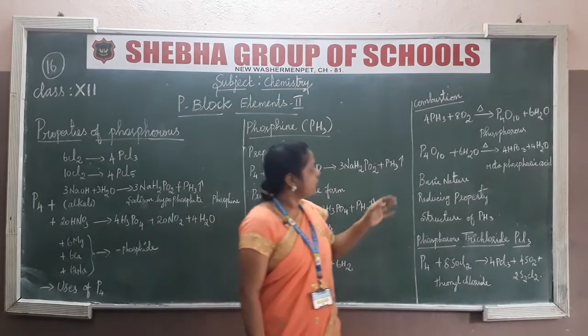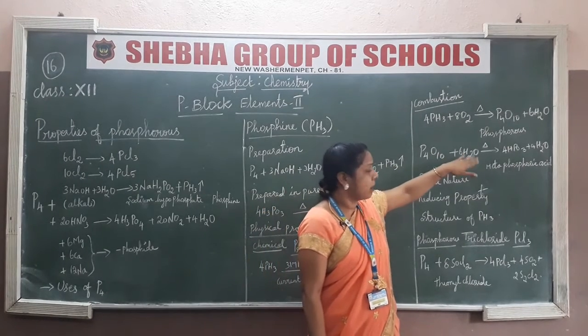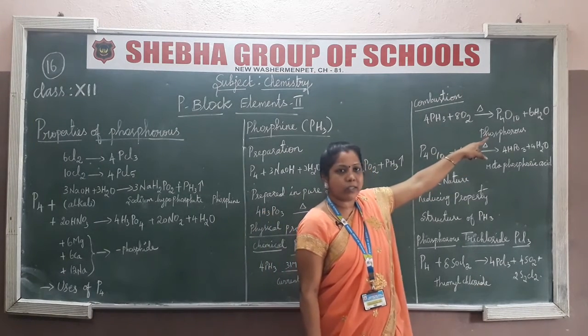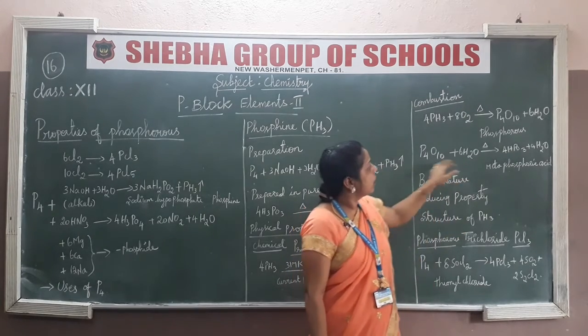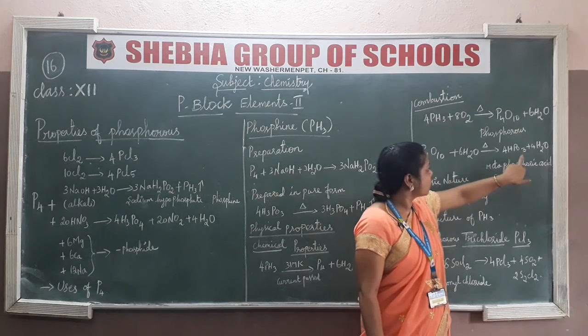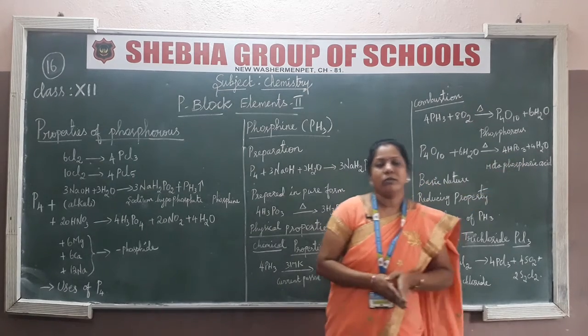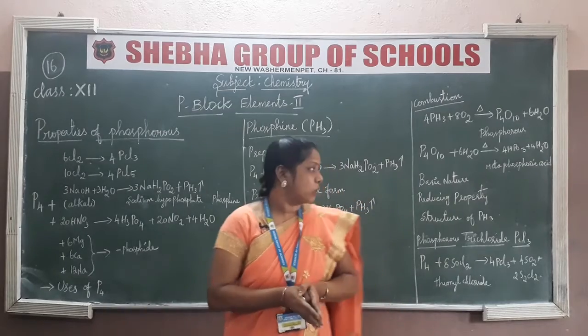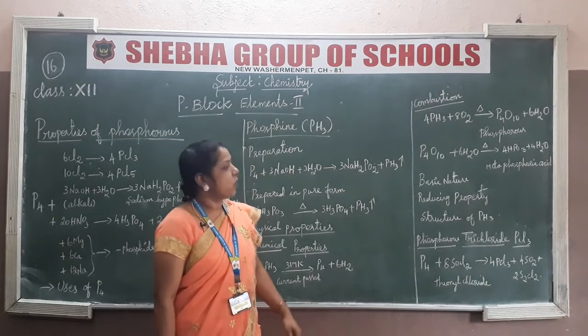Okay, and move on to this. The phosphorus pentoxide again reacts with water molecules. We have to get the product. So in this reaction, we get metaphosphoric acid, that is 4 HPO3, and 4 molecules of water. So these are the main preparation and properties of phosphine.